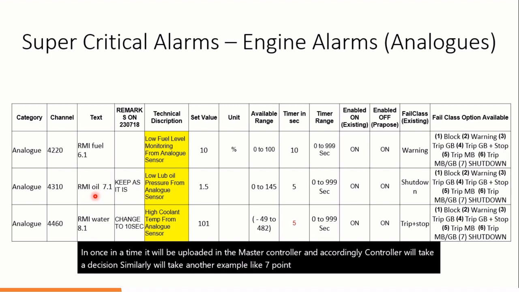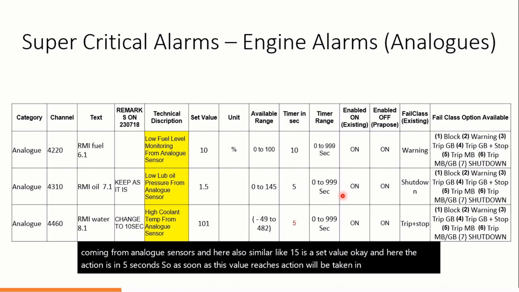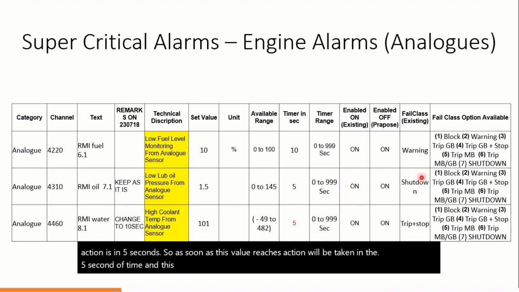Similarly, we'll take another example, like 7.1. 7.1 is a low lube oil pressure. This is also coming from analog sensors, and here also, similar to before, 1.5 is the set value, and the action is in 5 seconds. As soon as this value is reached, action will be taken within 5 seconds, and this is a very critical alarm. So here the action we have selected is shutdown.